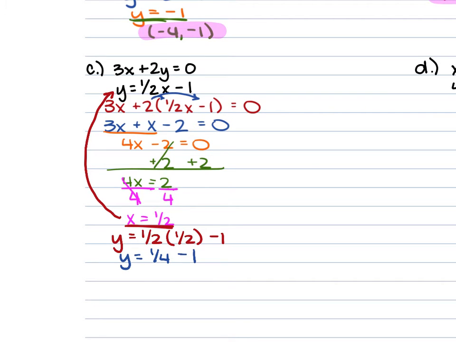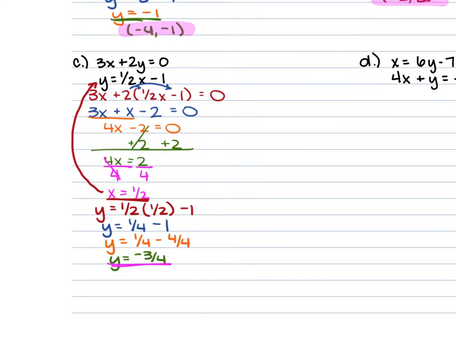That 1 as a fraction is the same thing as 4 over 4. So y is equal to 1/4 minus 4/4. 1 minus 4 is negative 3. So y is equal to negative 3 over 4. I have an x, I have a y. So my answer for this one is 1/2, comma negative 3/4.